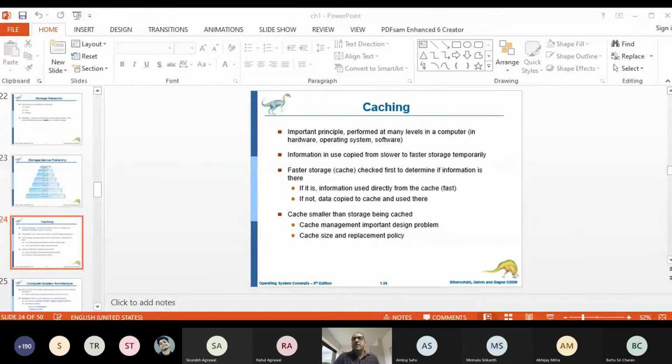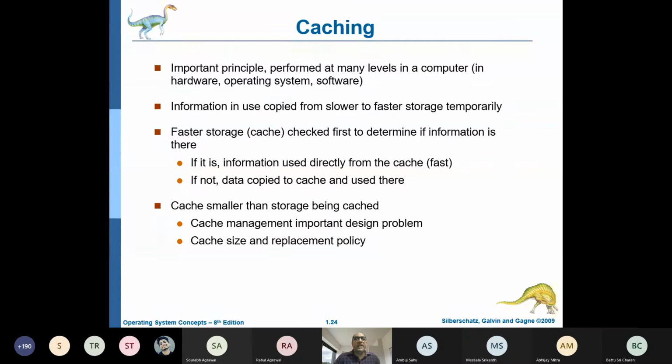So let me see the presentation part. So, yeah, can you see the slide? Hello? Yes, sir, we can see. Sir, yeah, this caching we are discussing.